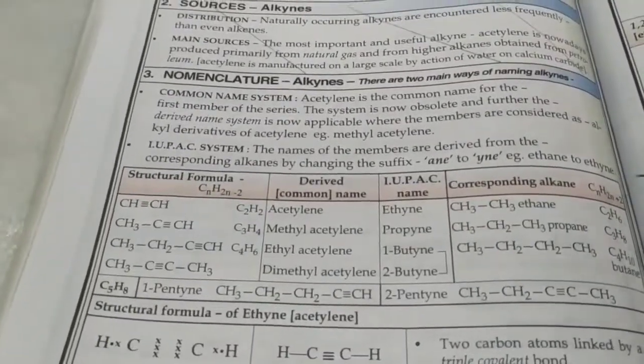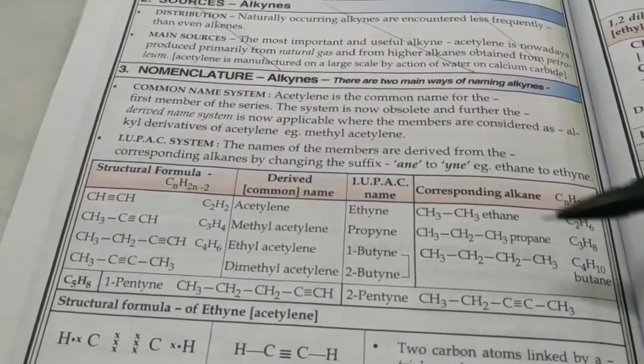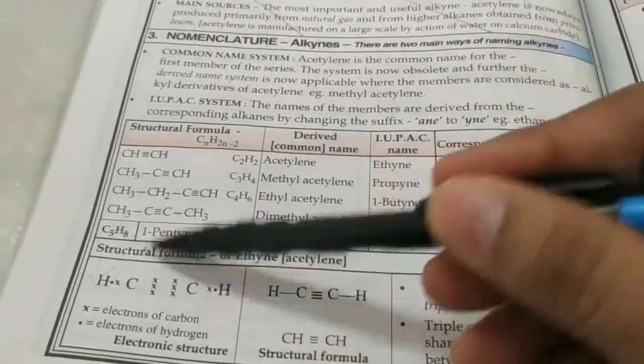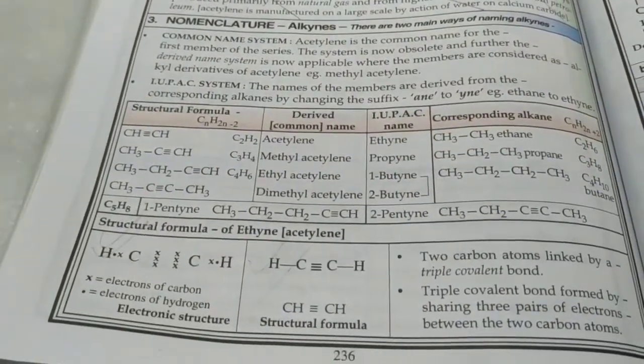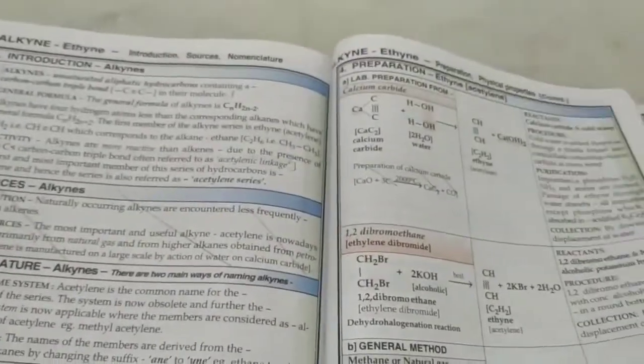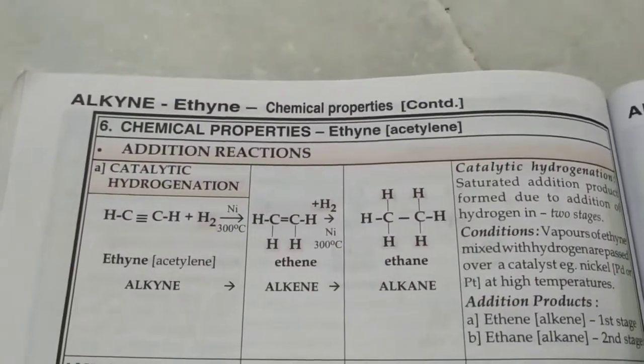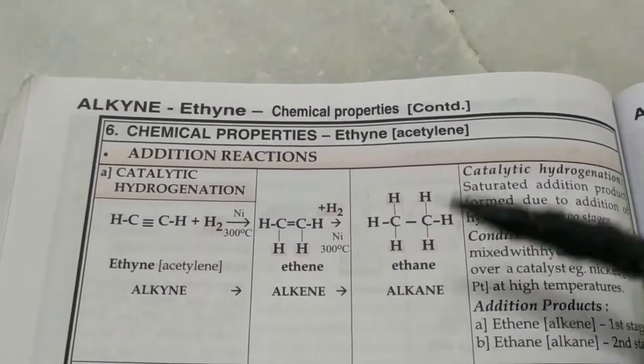Nomenclature, we know how it's named. IUPAC names are important. We can have position isomers here. This cross and dot structure, you need to practice it, and even the structural formula. Lab preparation is no longer in our syllabus, in the reduced syllabus. Now the chemical properties. So there's a lot of similarity between these reactions and the ethene reactions.